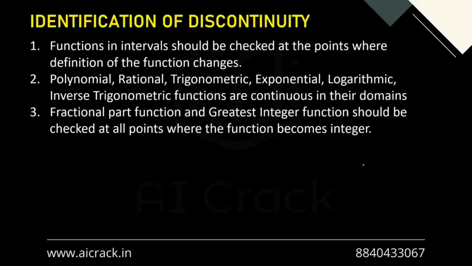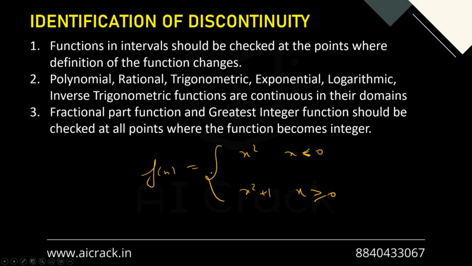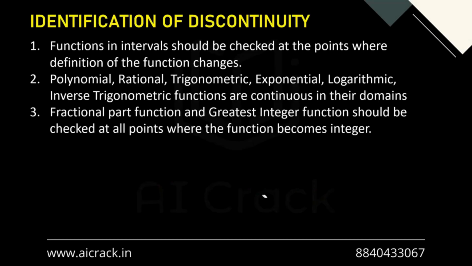Okay. And now let's talk about certain thumb rules regarding identification of discontinuity. So the first point is functions in intervals should be checked at points where the definition of the function is changing. What do we mean by that? Let's say we have a piecewise function f of x equals x square for x less than 0 and x square plus 1 for x greater than or equal to 0. So we have the definition of the function changing at x equals 0. So at x equals 0, we have to check the continuity of this function, right? Whenever we have this kind of piecewise function, we have to check all the points where the function definition is changing. So that's the first thumb rule to identify points of discontinuity.